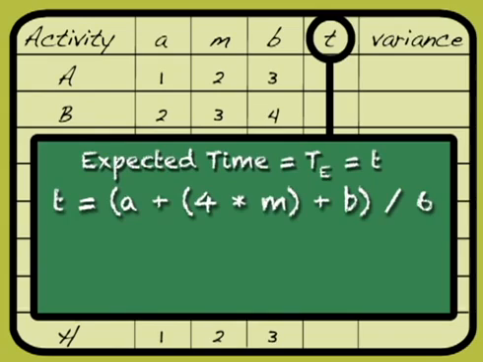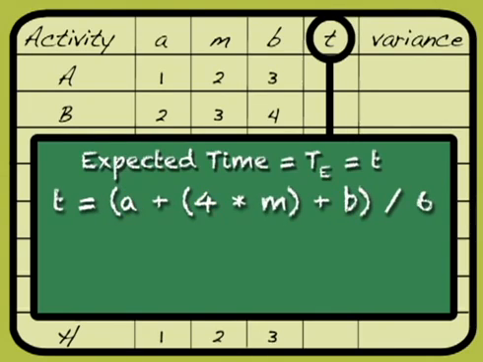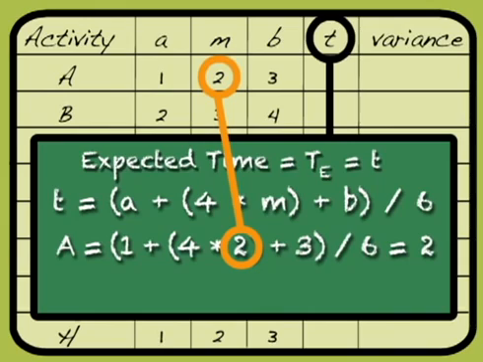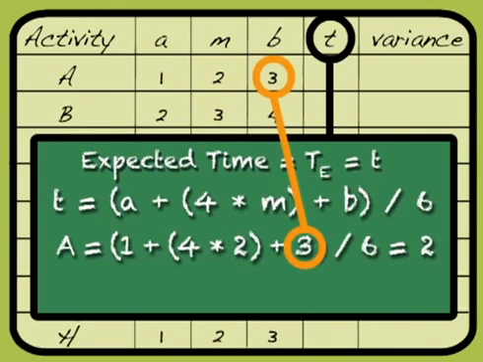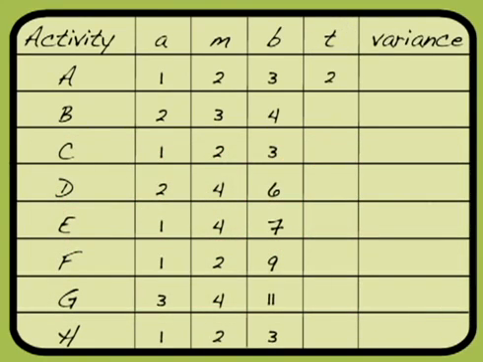Why 6? Because we have 6 weights. Remember that we have an unseen 1 here and an unseen 1 here. So 1 plus 4 plus 1, 6. It's always going to be 6. It's constant. It will never change. So for our activity A, we can substitute in our time estimates. We have an optimistic time of 1 plus 4 times the most likely time, which was 2, plus the pessimistic time of 3. That adds up to 12, and we divide that by 6, and we come up with 2. So now for our chart, we can come back here and we can simply fill in 2.